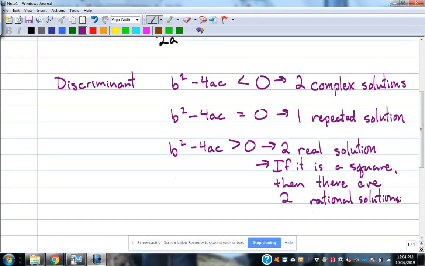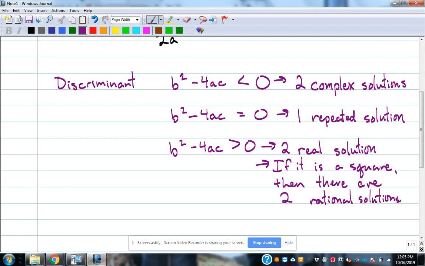Okay. So what do I mean by if it's a square? What do you mean square number? Give me an example. 81 is a square number. Why? Because 9 times 9 is 81. What's another square number? 49. Because 7 times 7 is 49. Okay. So square numbers underneath the square root indicate that we're going to have rational solutions, which is a little more specific than real numbers, right?